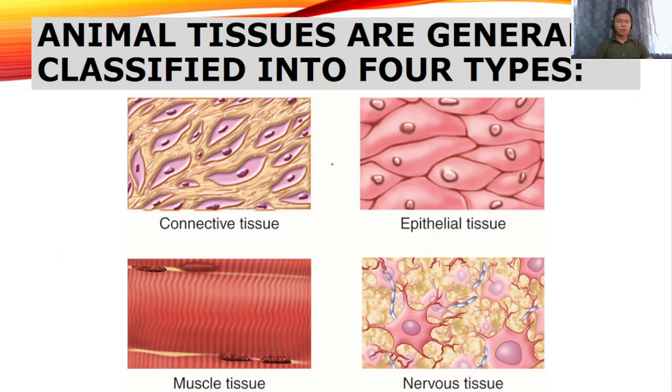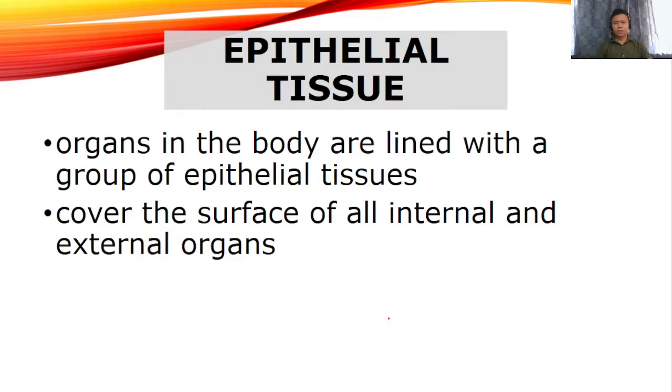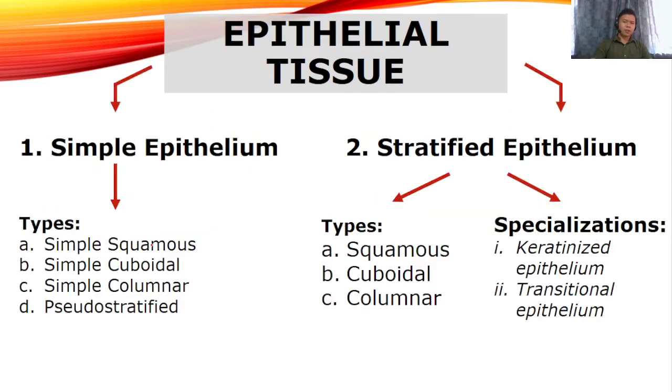So, for animal tissues, there are generally four classifications. These are the connective tissues, epithelial tissues, muscle tissues, and the nervous tissues. First, let's go with epithelial tissues. Epithelial tissue lines or protects the organs in the body, covering the surface of the internal and external components of the organs. Epithelial tissues are categorized into different types: the simple epithelium and the stratified epithelium.